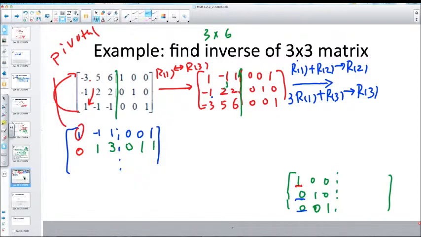And 3 times the first, 3 times plus -3 is 0. -3 plus 5 is 2. 3 plus 6 is going to be 9. Wait a moment. Oh, that's -1. I copied wrong. See that? -1. So change this back.